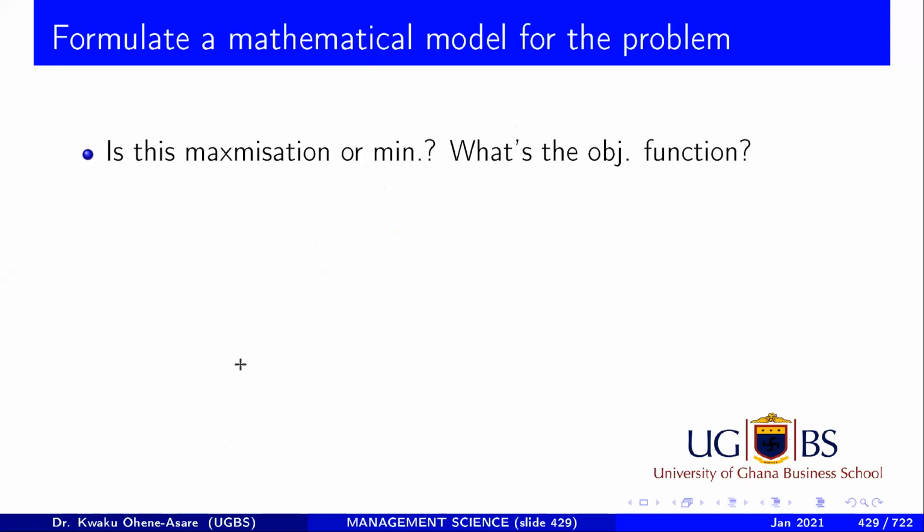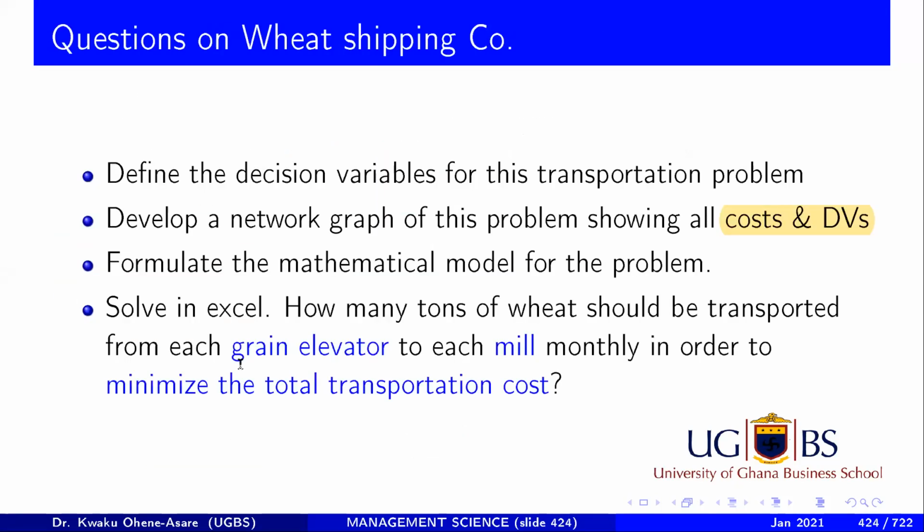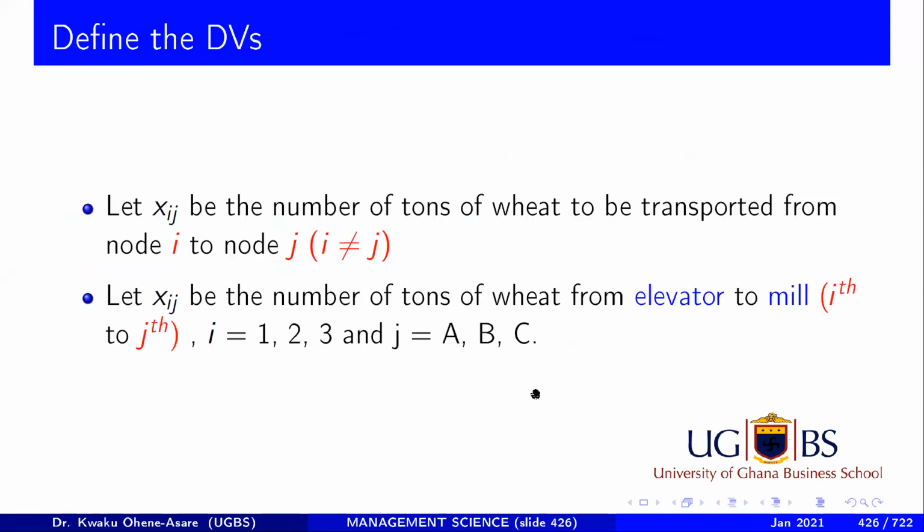All right. Now that you formulated this, let's ask ourselves whether this is a minimization or maximization. When you go to the question, you will note, look at the last part. How many tons of wheat should be transported from each grain elevator to each mill every month in order to minimize the total transportation cost? So this is a typical minimization. So we got to write our objective function. Who can guess how the objective function is going to be?